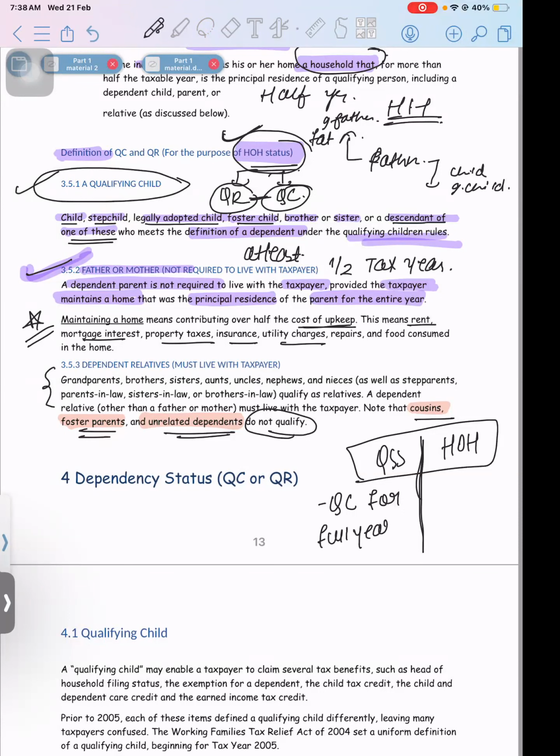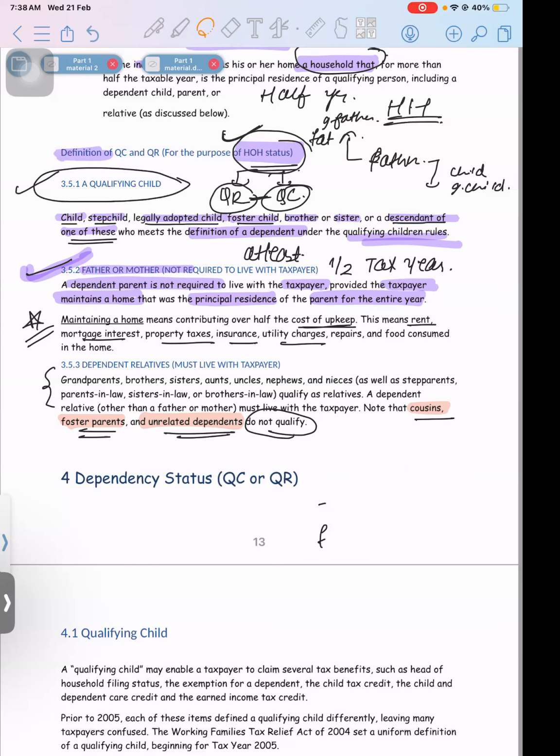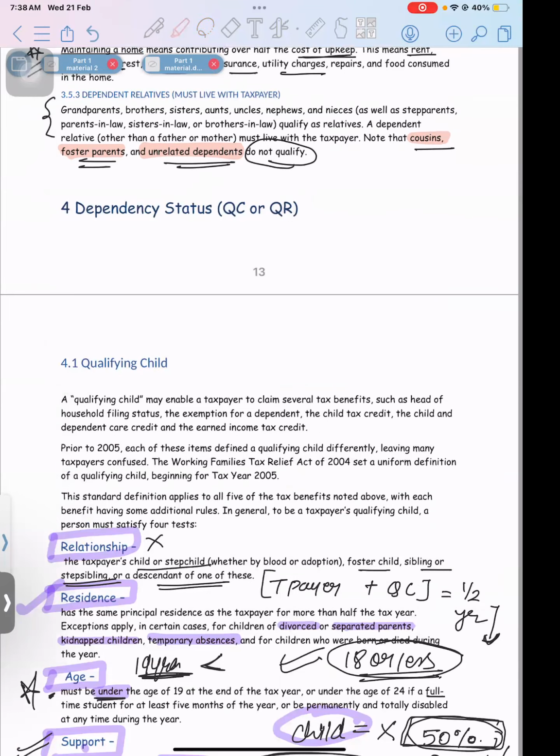And for HOH it should be a qualifying child or qualifying relative for half a year. Okay, this is the main difference. You need to remember it thoroughly. They will twist the question based on this only. If anything is asked on filing status, this is the main thing you have to remember. Okay, so let's continue with today's topic, that is dependency status.